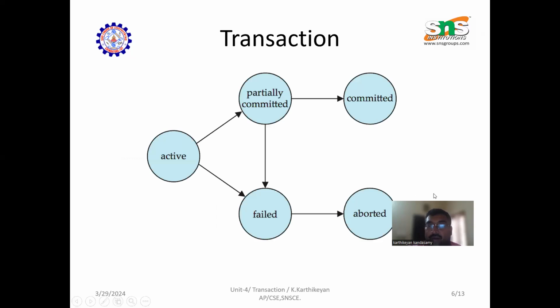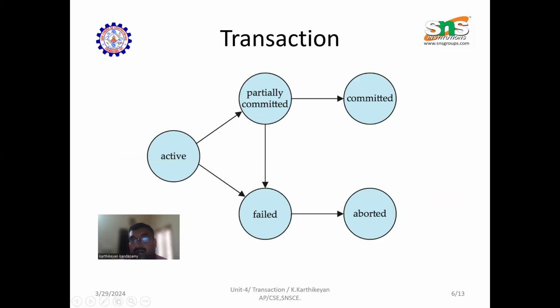So this is a transaction method. First is the process active. Second is partially committed and committed. Then active, fail, and abort. Suppose I enter the transaction at an ATM center. First, I start my process, and it is partially started. After the transaction is over, it is called committed.